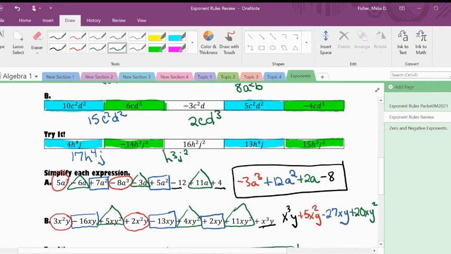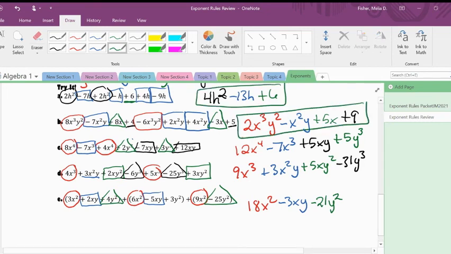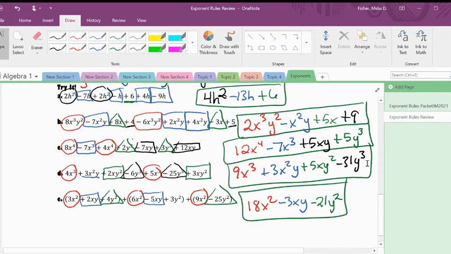Go ahead and pause the video and come back and check your work when you're done. Hopefully you paused your video and can now check your answers.